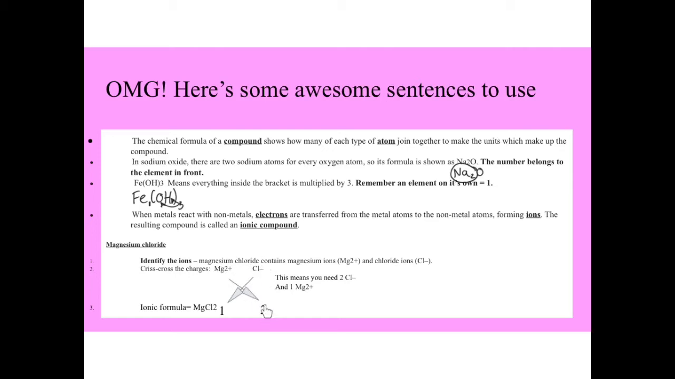2+, so you cross it over, 2, and 1-, cross it over, then box them up, you need 1 magnesium and 2 chlorines, okay? So that's the kind of question they'll ask: what is the formula of magnesium chloride? Turn to the back, find the charges, and then do the crisscross method.